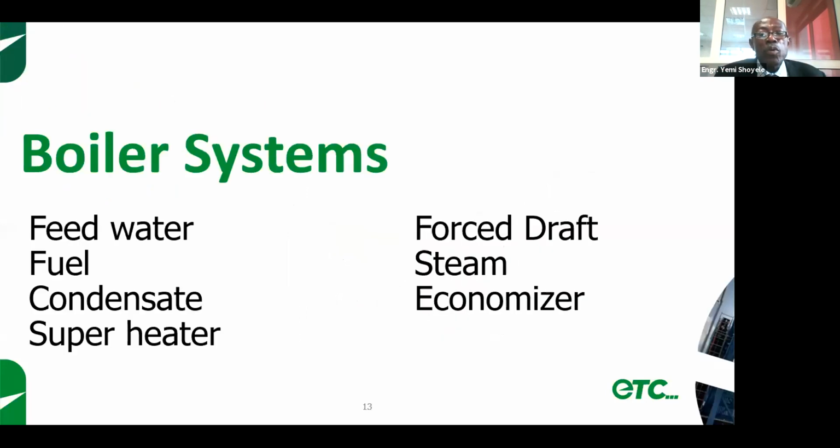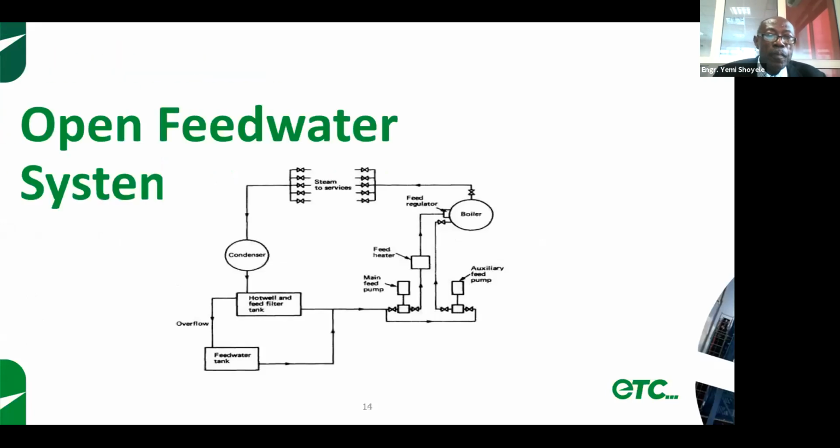Now, let us talk more about the boiler systems. As you know, we just refer to a boiler as a piece of equipment, but there are systems that make the boiler work as a unit. This includes the feed water systems, the fuel system, condensing system, superheater, forced draft fan, and the economizer. I'll show you the flow chart of the water system. We have the open feed water system, and then the closed feed water system.